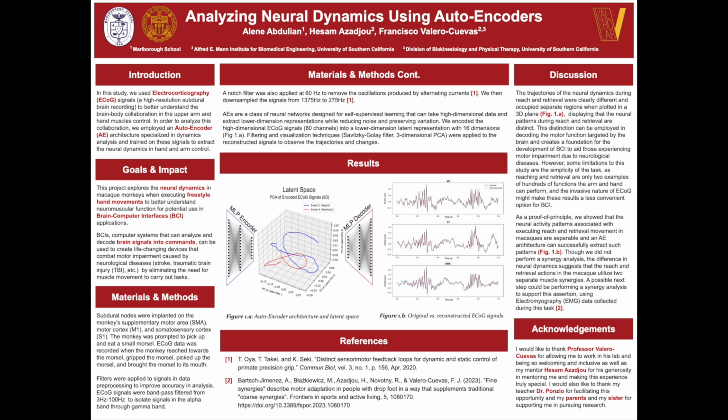The autoencoder successfully extracted the neural dynamics and was able to reconstruct the original signals with minimal loss, as seen in Figure 1.b. The trajectories of the neural dynamics during reach and retrieval were clearly different and occupied separate regions when plotted in a 3D plane, as seen in Figure 1.a, displaying that the neural patterns during reach and retrieval are distinct. This distinction can be employed in decoding the motor function targeted by the brain and creates a foundation for the development of BCI to aid those experiencing motor impairment due to neurological diseases.